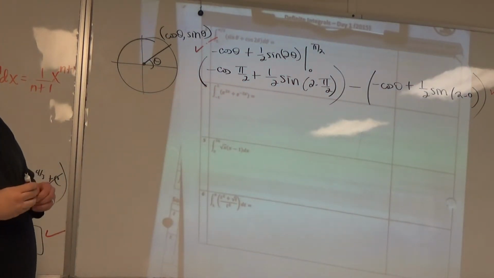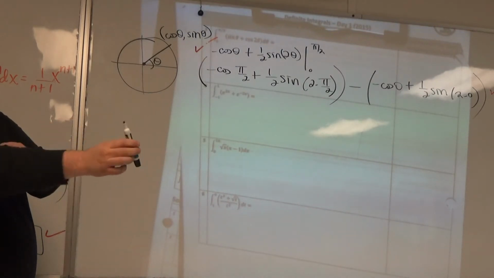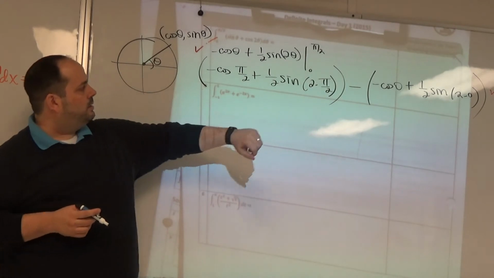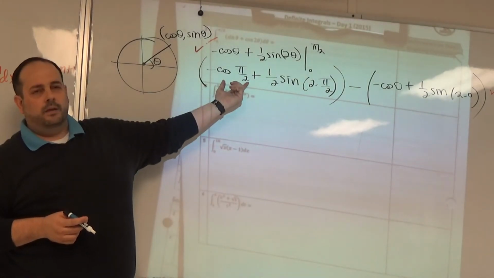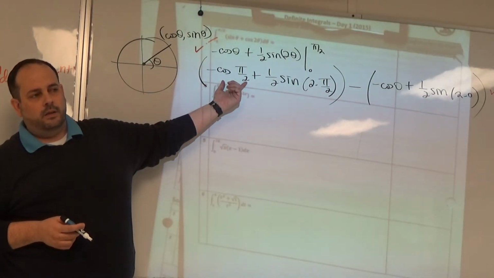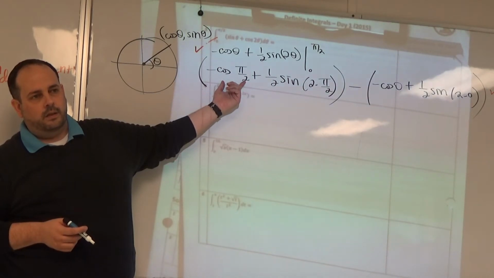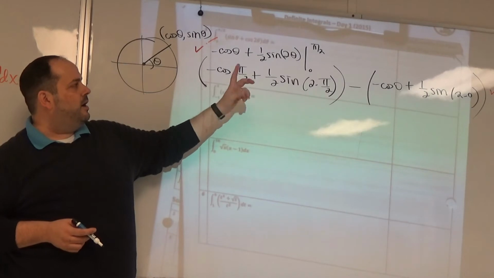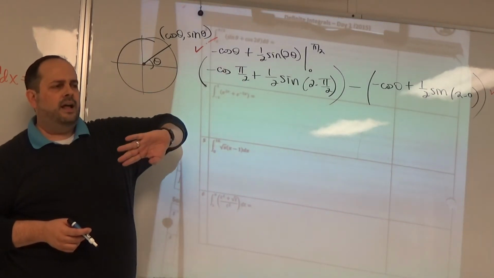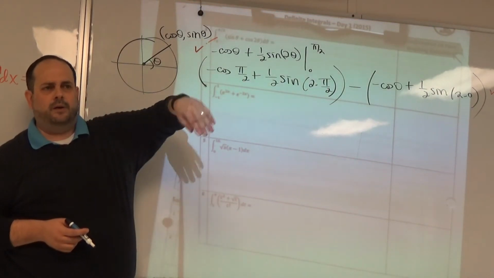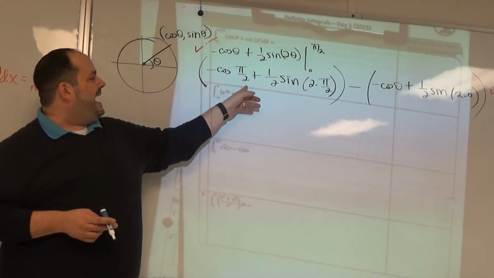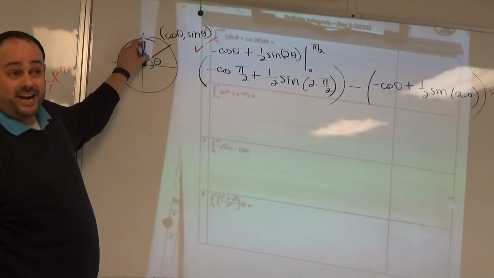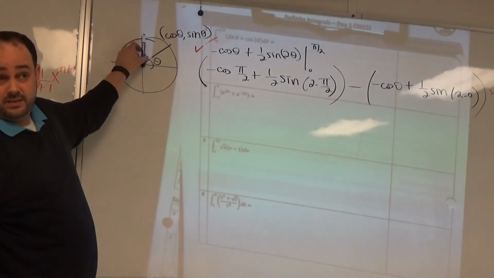What's up, Romeo? The square root, but with the 3? No, there's not going to be any square root of 3. It's 3 over 2, so it's going to be 0. Pi over 2, you're up here. The cosine of pi over 2 right over here is 0.